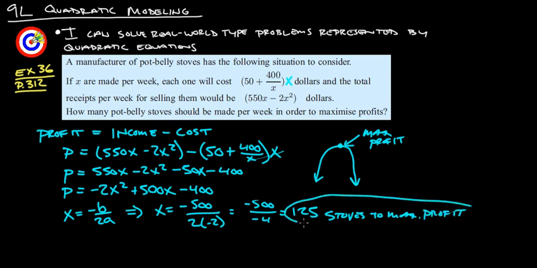Now, they didn't ask, but if you wanted to figure out how much they would actually make for selling 125 stoves, you would simply plug the 125 back into pretty much any one of these three. This would probably be the easiest one right here. You plug that back in, and that will give you your P, your profit.